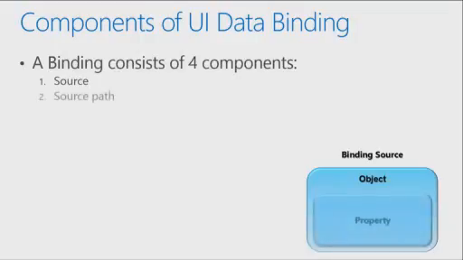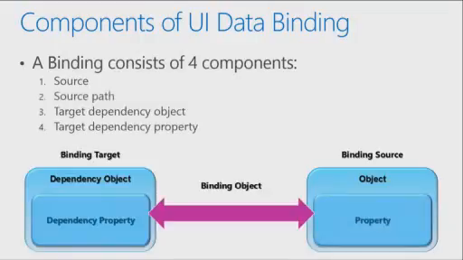So a binding has 4 different components, and let me draw them on the screen so we can paint them here. First of all, we need a source. Imagine that you have a business object, and that's going to be your source. We need a path onto that source. For example, if we have a person and we want to bind the full name property from person, that's the path: the property name.